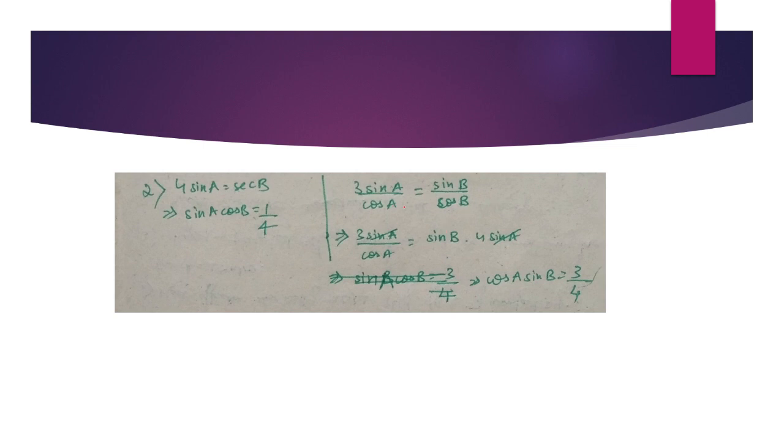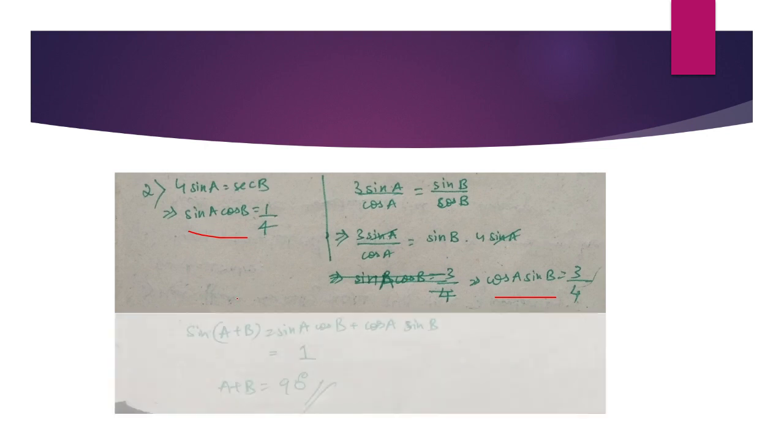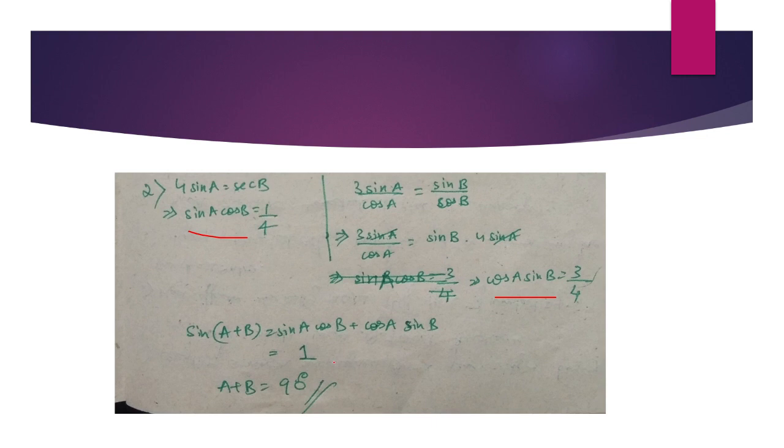In such a case, if you expand, you will get sin A cos B over here, and you get cos A sin B over here. So when these two come in, we know the formula sin of A plus B is equal to sin A cos B plus cos A sin B. So substituting that, we get the answer as 1, therefore A plus B is equal to 90, therefore it's a right angle triangle.